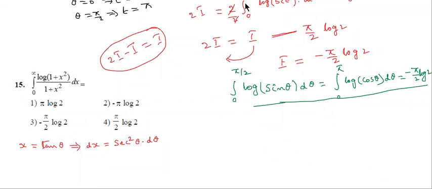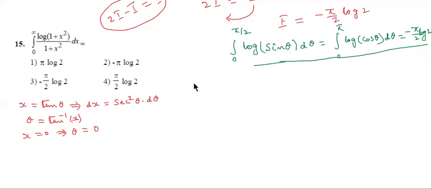Now take the limits. Theta is equal to tan inverse x. If x is equal to 0, then theta is tan inverse of 0, that is 0. If x is equal to infinity, then theta is tan inverse of infinity, that is pi by 2. Those values substitute in the question.